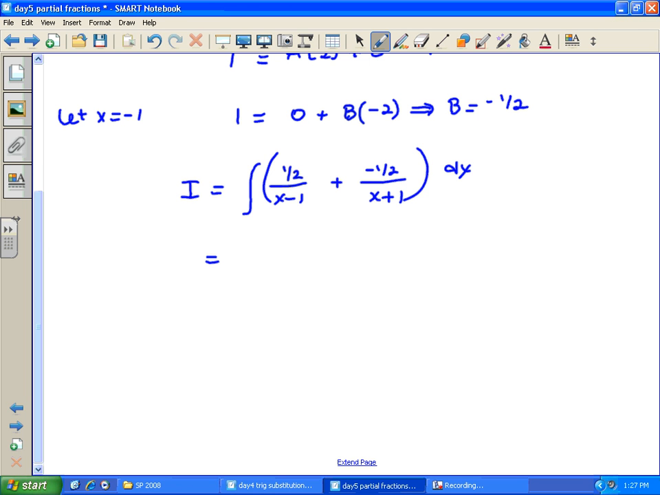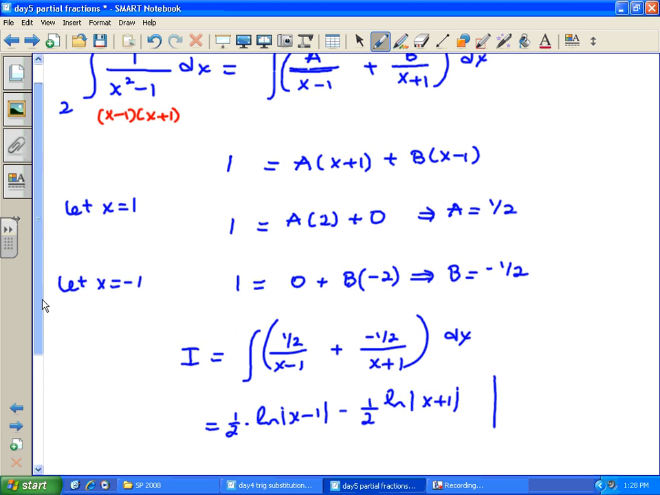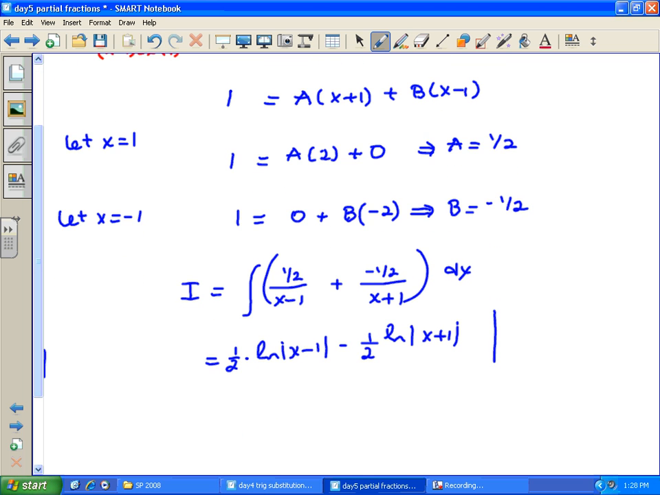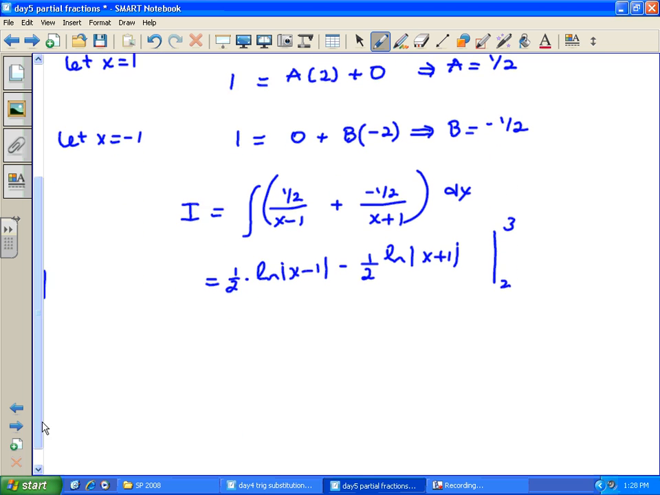So now integrating the first one, we have a half times the integral of 1 over x minus 1 dx. That's ln of absolute value x minus 1, right? And then minus a half ln of absolute value x plus 1 for the second integral. Now, I'm not going to put a plus c because we actually have limits of integration. And the limits were from 2 to 3, I believe. Now, before I plug the limits in there, I'm going to simplify this a little bit.